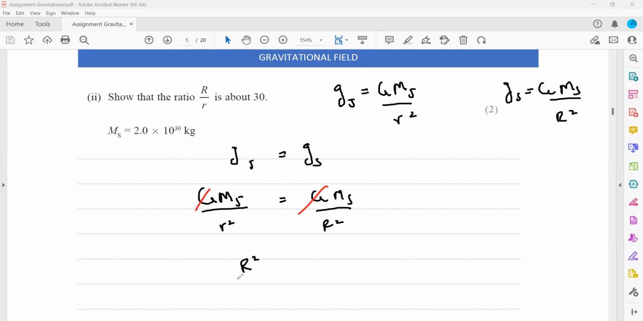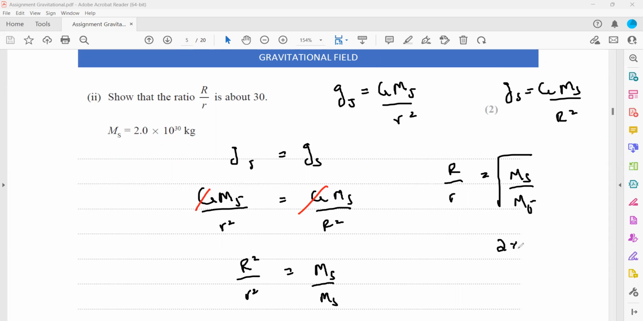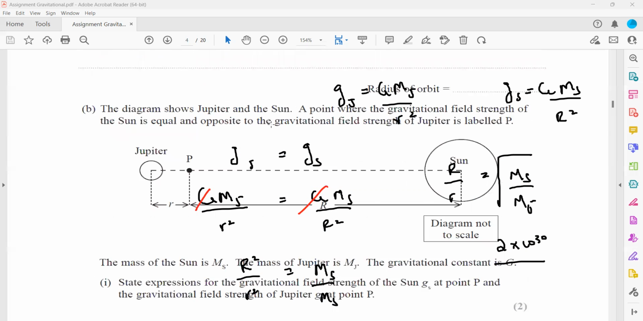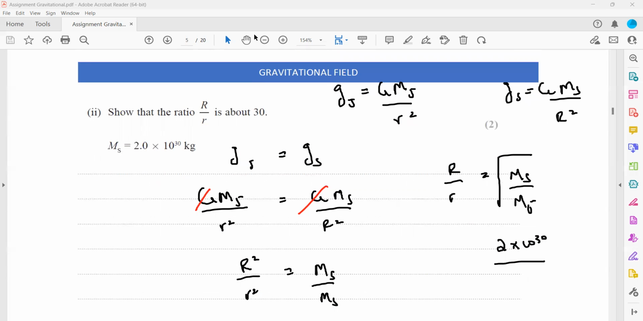capital R squared over small r squared equals mass of the Sun divided by mass of Jupiter. But we need the ratio between capital R and small r, so we take a root to cancel out the square. So capital R over small r is equal to the square root of the mass of the Sun divided by the mass of Jupiter. The mass of the Sun is 2 into 10 power 30 kg. And the mass of Jupiter was there in the first part, at the beginning of the question, when we solved part A. That was 1.9 into 10 power 27.